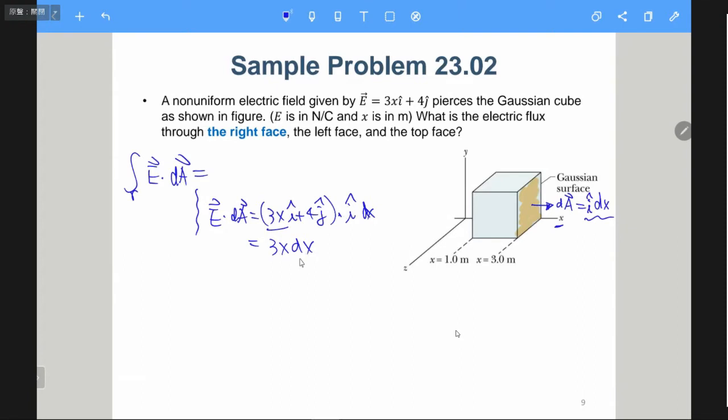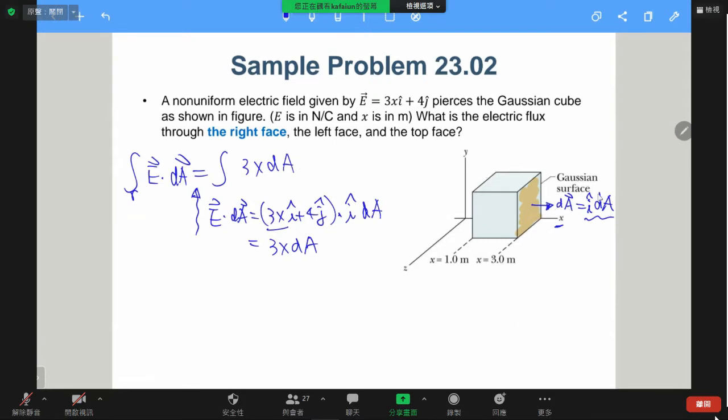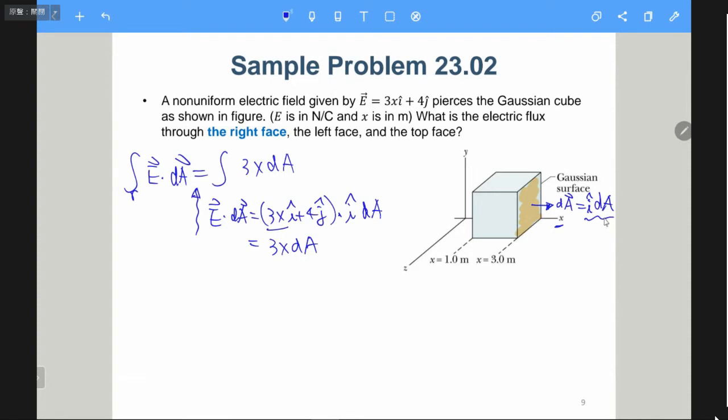So we will have integration of 3x dx. Let me see. No, it should not be dx. It should be dA, because this is an area vector. So dA here, dA here, dA here. We don't have the integration sign here, so it should be dA, and this amplitude should be an area.